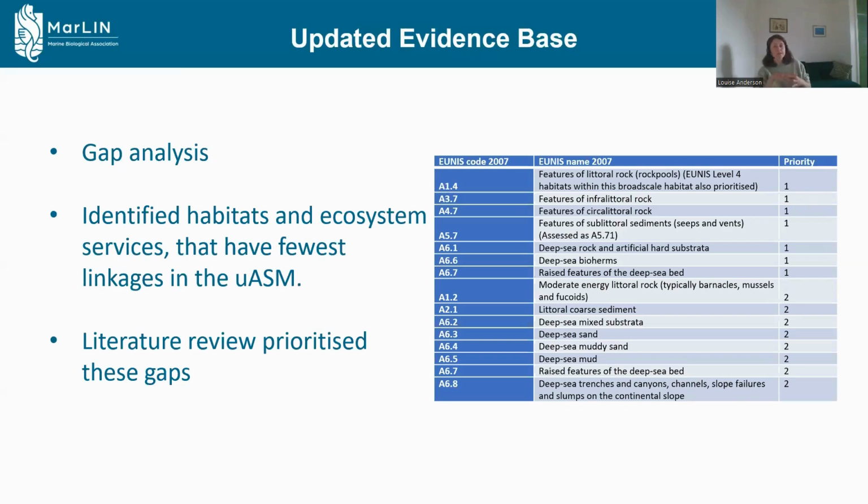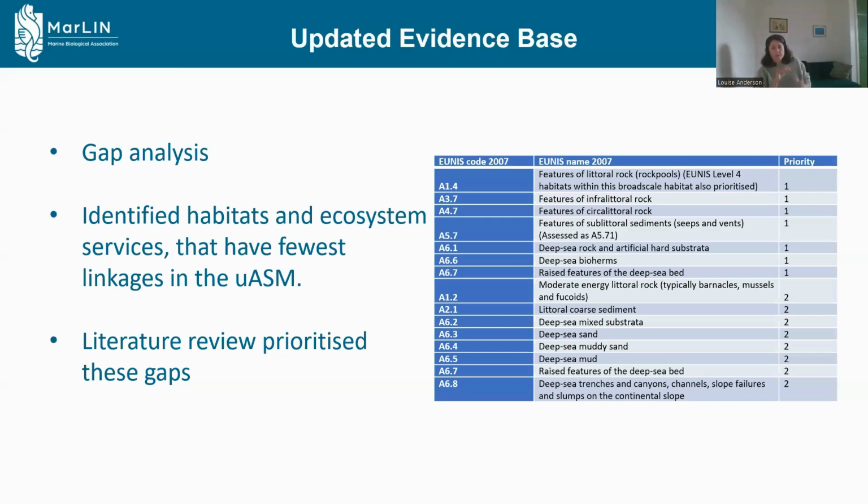So what that means is that the UASM was due a big evidence update, and as part of the MNCEA program this last year, we set aside some time and money to do that. This was a collaboration with the Marine Biological Association again, and they started by running a gap analysis, the MBA. This was to identify some priority habitats and ecosystem services that were of particular interest that didn't have a lot of evidence, and areas where there were particularly few linkages in the UASM.